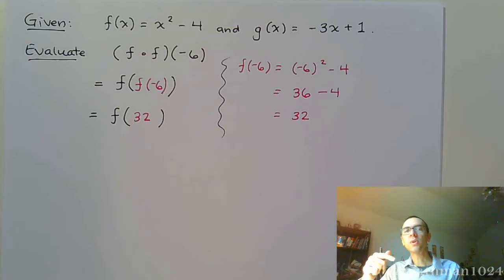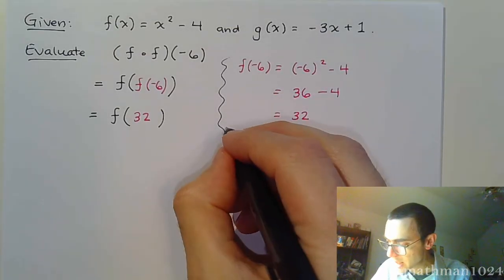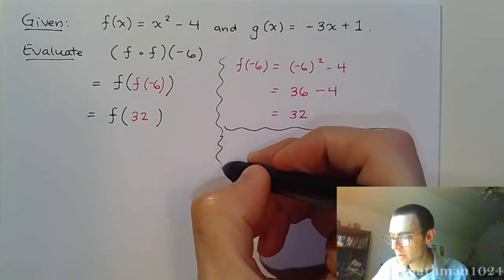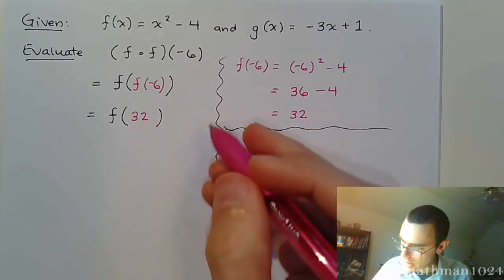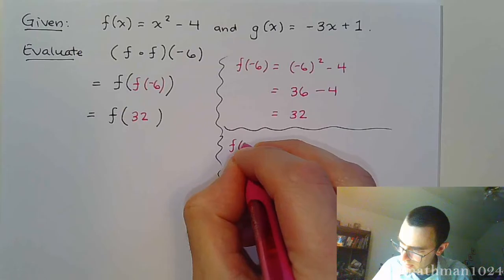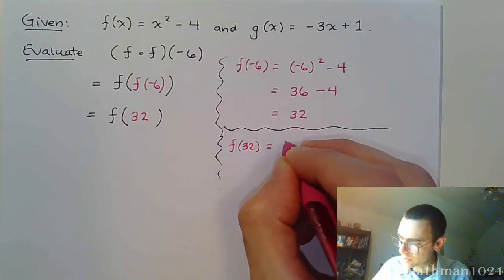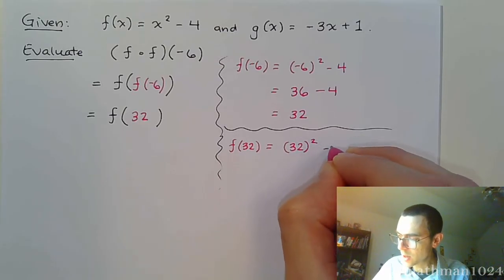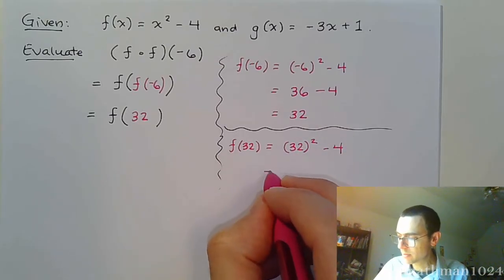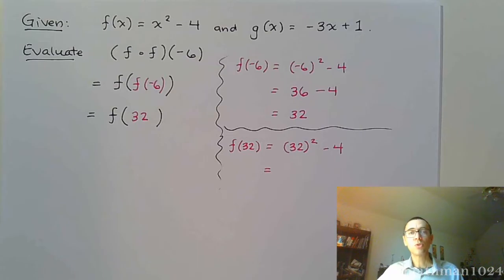So negative 6 went into f, and we got 32. Now we're going to put 32 back into f. All right, so let's see. f of 32 equals 32 squared minus 4. And we just work this out.